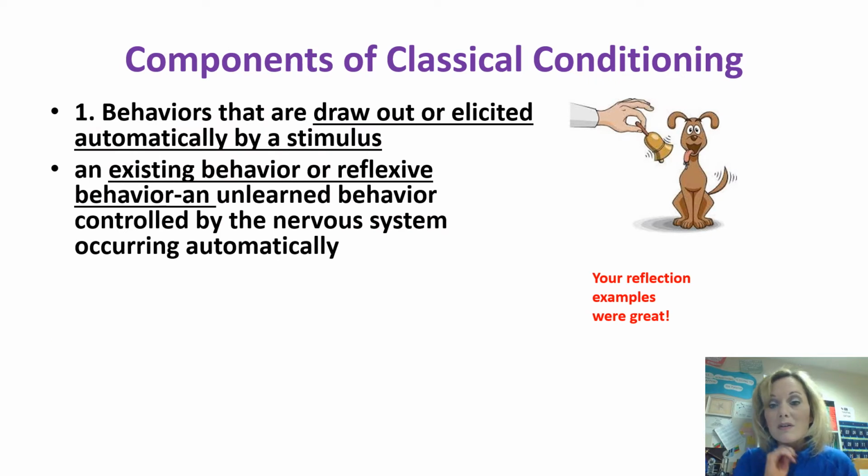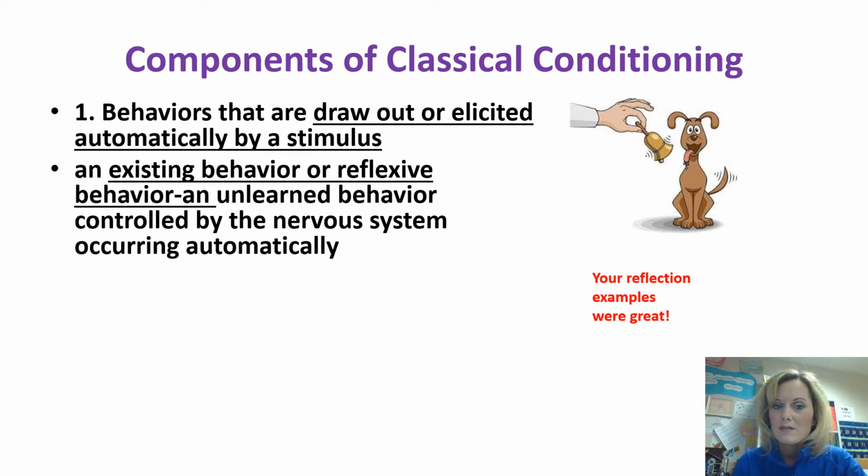Okay, so let's talk about the components of classical conditioning. And the examples that you gave were really fantastic. You reflected really well on what kinds of things in your own life you could pair together and so forth. A lot of people put things about pets. That's always the thing that we can kind of grasp upon. So with this, the behaviors are being drawn out or elicited automatically by some kind of stimulus, and it's a reflexive behavior.